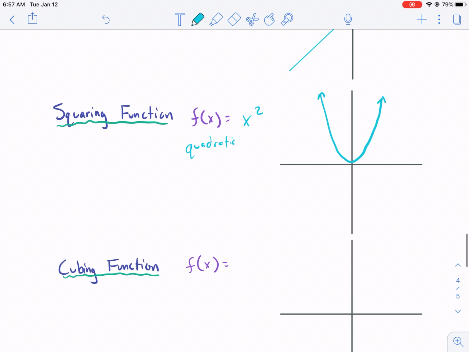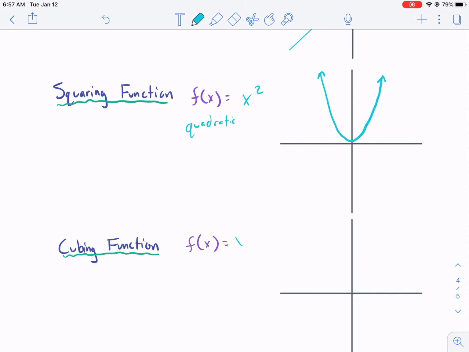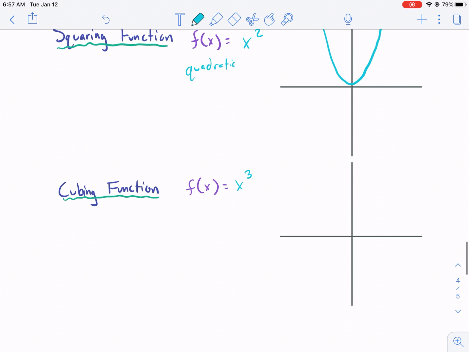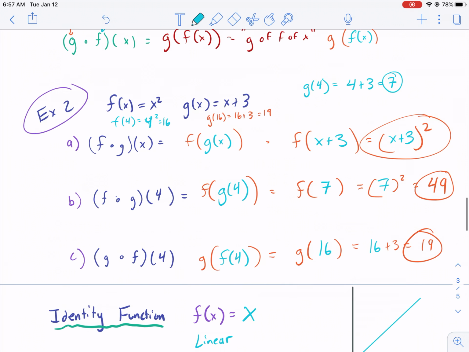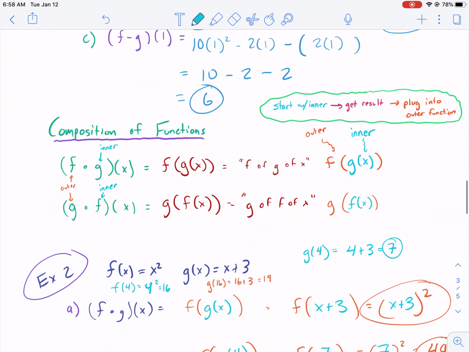And then we have a cubing function, which is x cubed, and it's going to look something like this. Just so you're aware of, you can graph polynomial functions. We're in the polynomial section. This is like the graphing component, and this is a cubic function, okay? So there's 3 different types of functions that we'll go over just if you want to see it visually. The main part of this, though, is composition of functions.